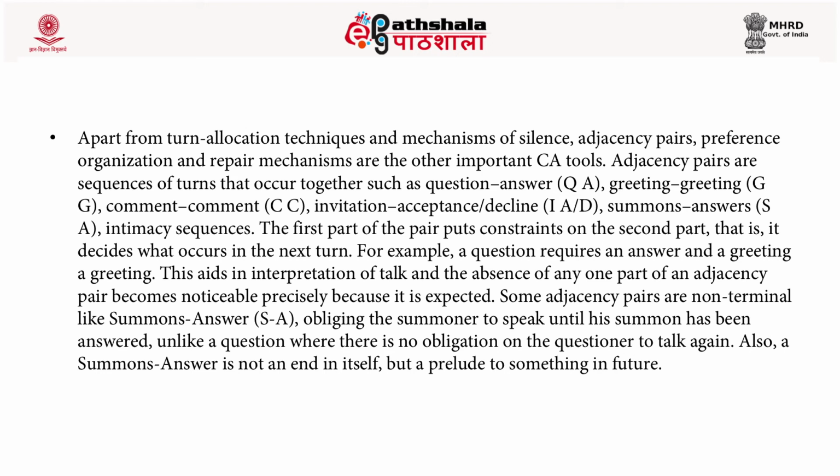The structure of an adjacency pair is such that the first part of the pair puts constraints on the second part, that is, it decides what occurs in the next turn. For example, a question requires an answer and a greeting a greeting. This kind of a structure aids in the interpretation of talk, and the absence of any one part of an adjacency pair becomes noticeable precisely because it is expected.